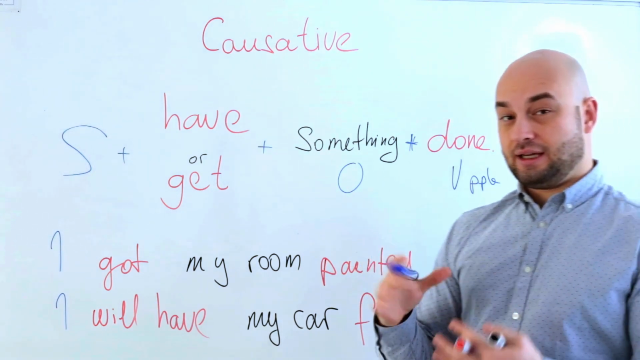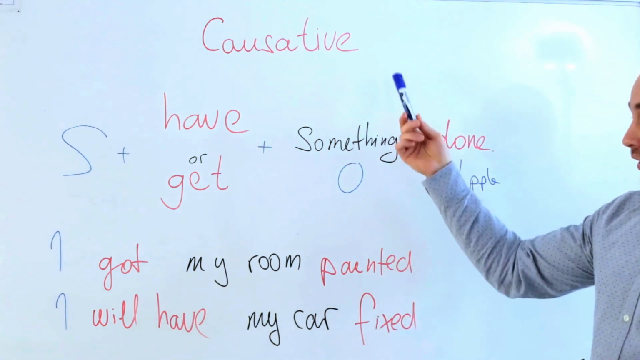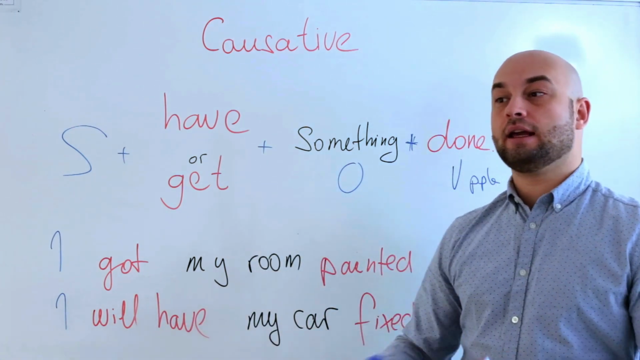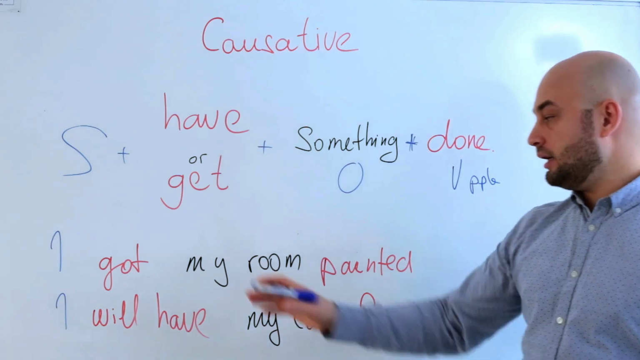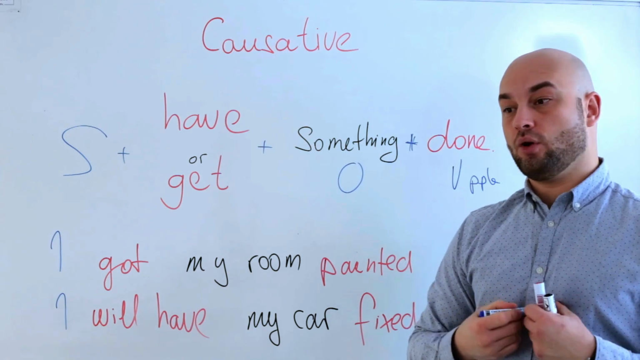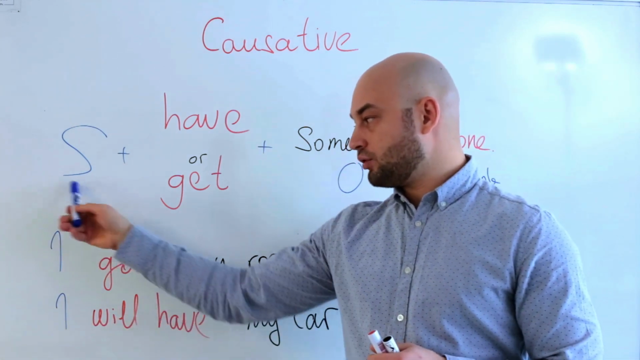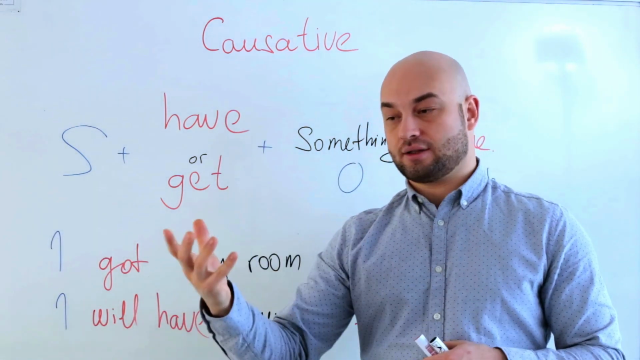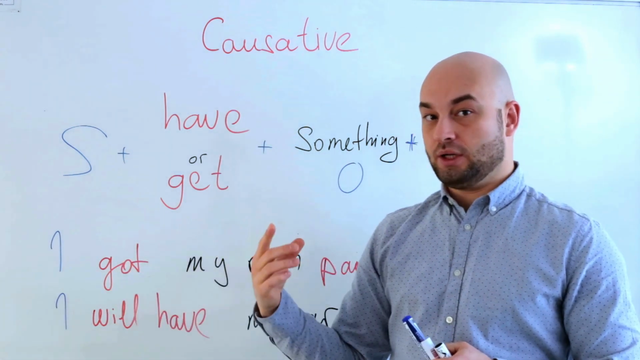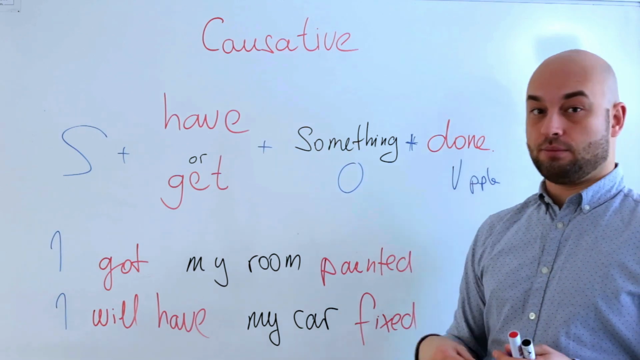So, as you can see, it's very similar, but it's not called passive. It's called the causative. And it's called the causative because I cause this action to happen. I arrange for this to happen. I arrange for this situation to happen. I arrange for my car to be fixed. So, I sort of start the action here. The structural, grammatical subject starts the action, arranges for the action to happen, but does not perform the action. The action is performed by somebody else.